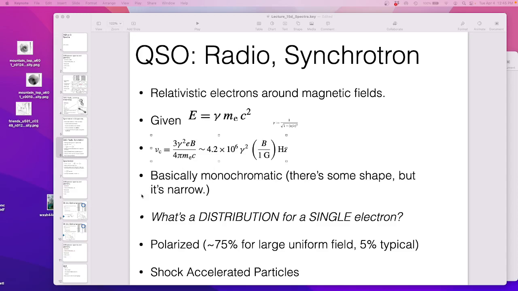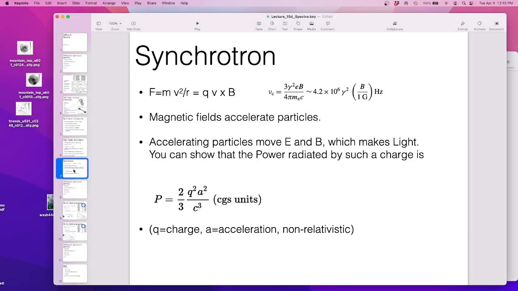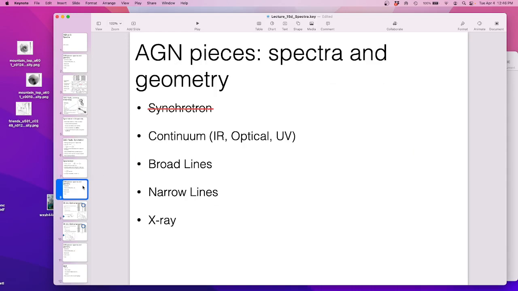Oh man. So this is how you get it. You start with this, you take some derivatives, and you're left with this frequency. Magnetic field accelerates particles, and the power that comes out in watts is going to be basically Q squared. What's A? Now I forget. Oh, acceleration. This is the acceleration field. Thank you. For non-relativistic electrons.